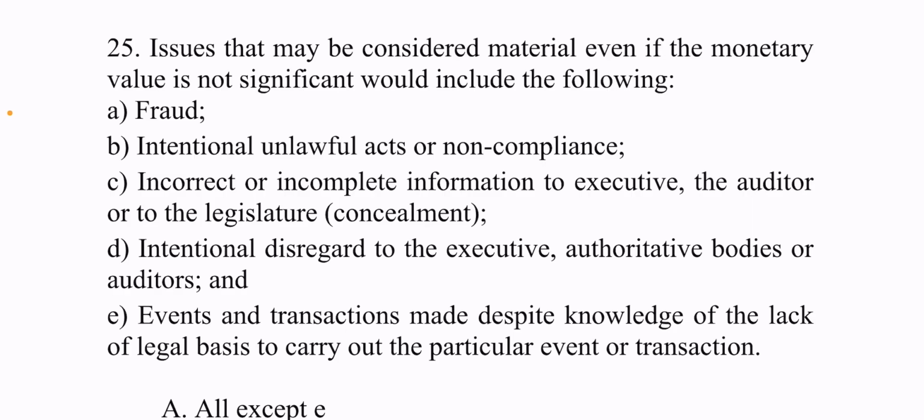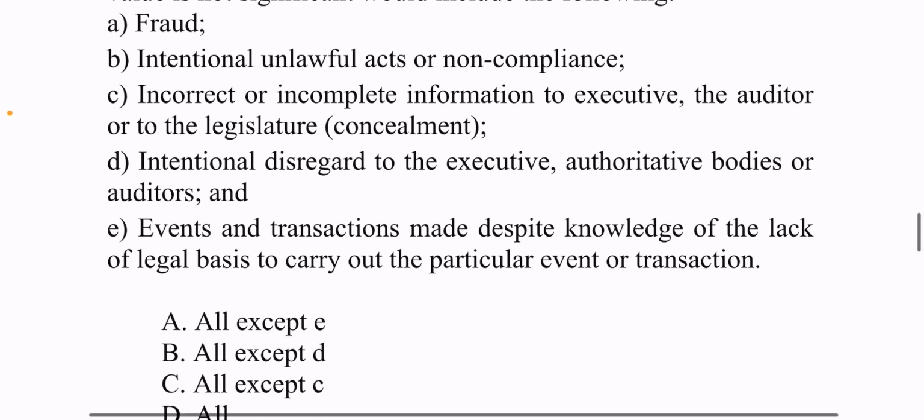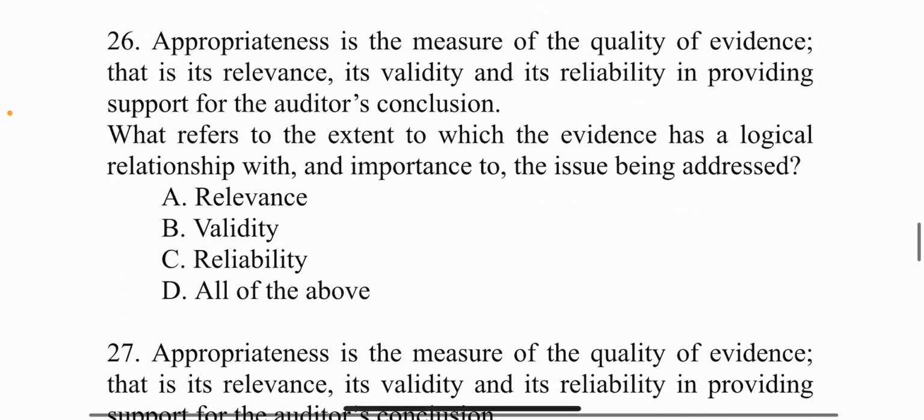Intentional disregard to the executive authority, bodies or auditors. Appropriateness is the measure of the quality of evidence, that is its relevance, its validity and its reliability in providing support for the auditor's conclusion. What refers to the extent to which the evidence has a logical relationship with and importance to the issue being addressed. Answer A. Relevance.